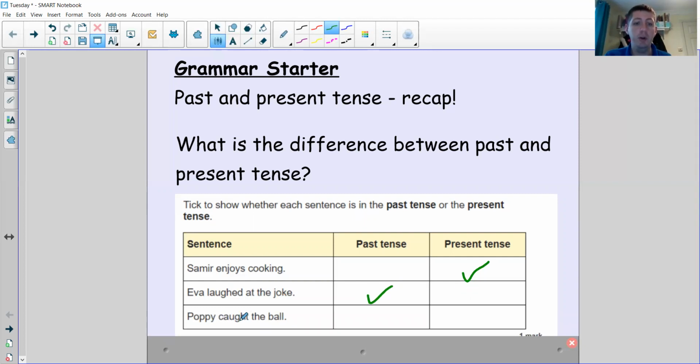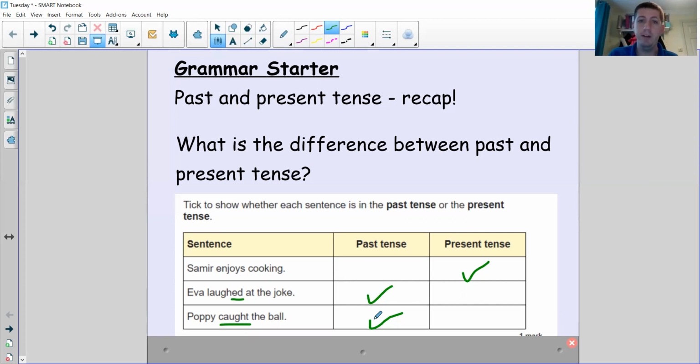The last one, Poppy caught the ball. Is that past tense or present tense? She caught it. That means that she's already done that. If it said that she's catching the ball or catches the ball, that would be present tense. But caught is a past tense word. Remember how I said a lot of the time it uses ed, like in this word, laughed. But it doesn't always work like that. In the word caught, there's no ed there, but it's still a past tense word. So just make sure you read the sentence carefully.